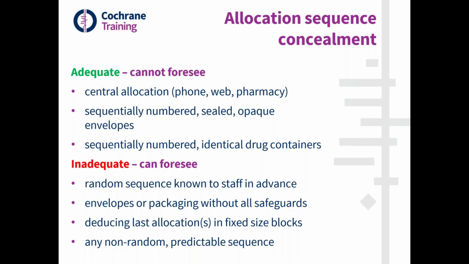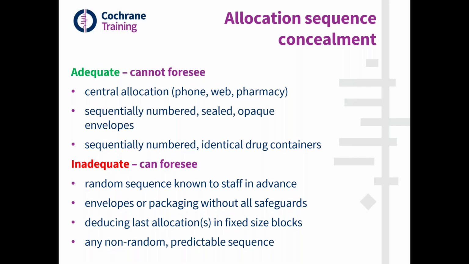So adequate methods of allocation sequence concealment result in an allocation which is not foreseeable. And the most desirable way to do this is through central randomization by a third party. So with some sort of central allocation, you might be able to access it by phone or over the web, or it might be based in a pharmacy. There are other adequate methods, such as sequential numbered sealed opaque envelopes or identical drug containers.